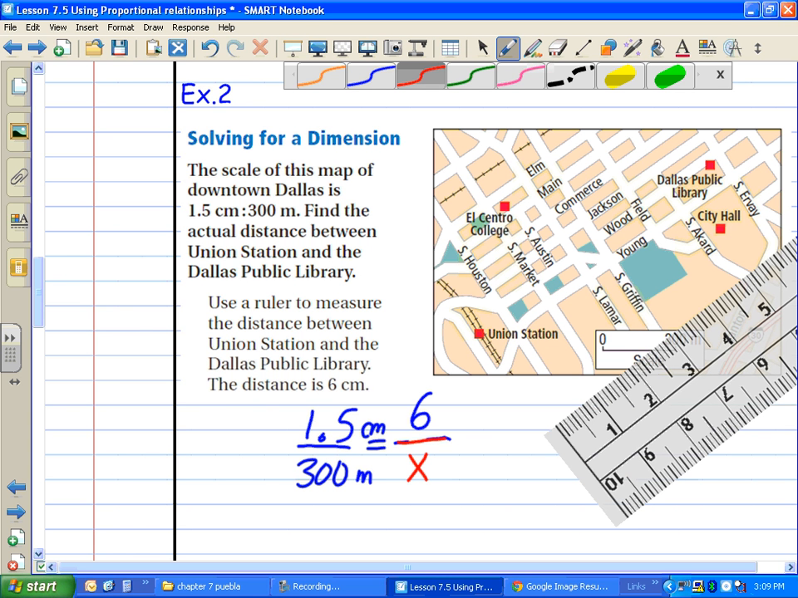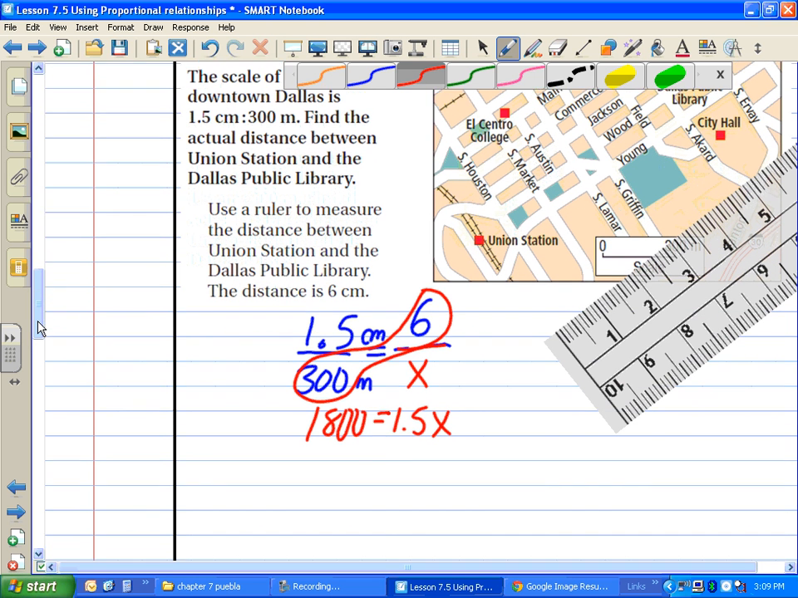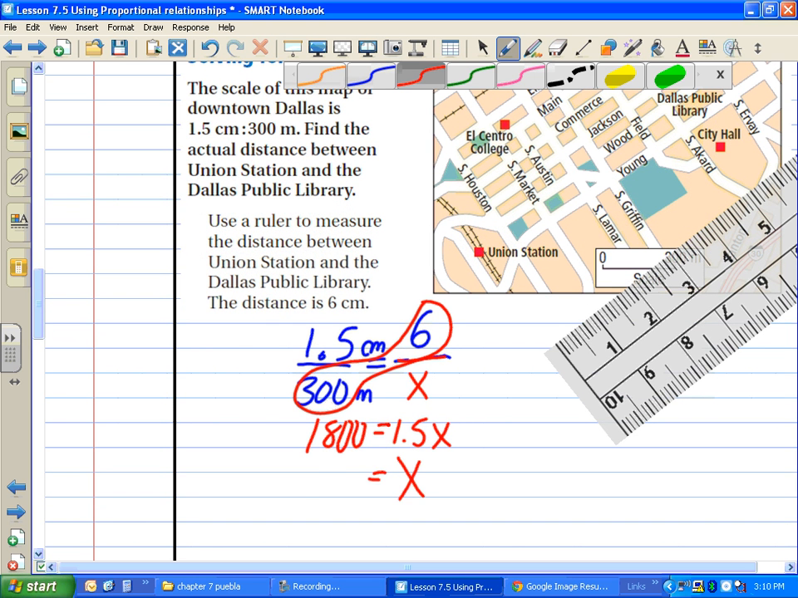And you should be doing 6 times 300 is 1800. And I'm going to divide that by 1.5. And I end up with 1200. And that 1200 is not centimeters, that 1200 is in meters, okay? And so that's your distance. Let's look at the last example that I have for you here.